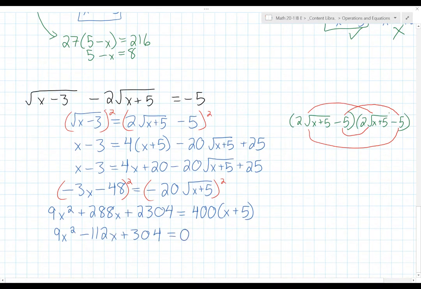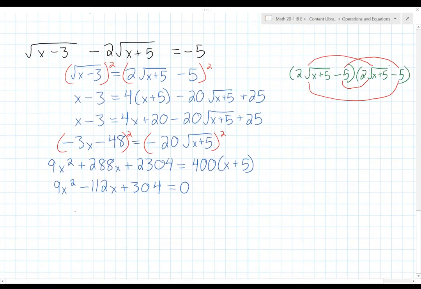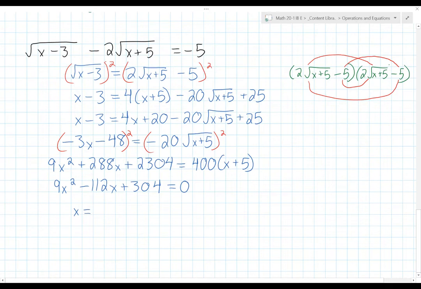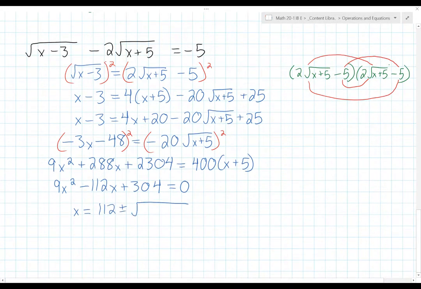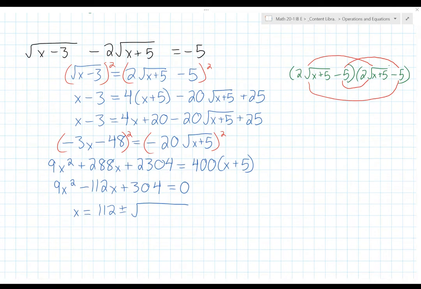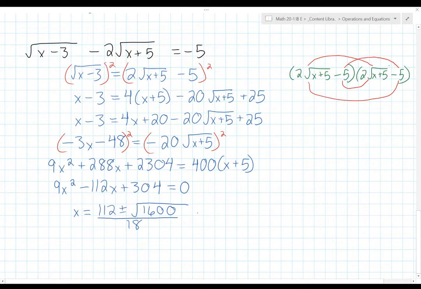I'm definitely not going to bother trying to factor this one. I'm just going to go to the quadratic formula. It does end up being factorable, but I'm not going to waste my time trying to figure it out. So I get x equals 112 plus or minus the square root of. Now, when I figure out the discriminant, negative 112 squared minus 4 times 9 times 304, I get 1600. That's how I know it was factorable, because 1600 is a perfect square. So because 1600 is a perfect square, it was factorable, but not really worth wasting my time for.